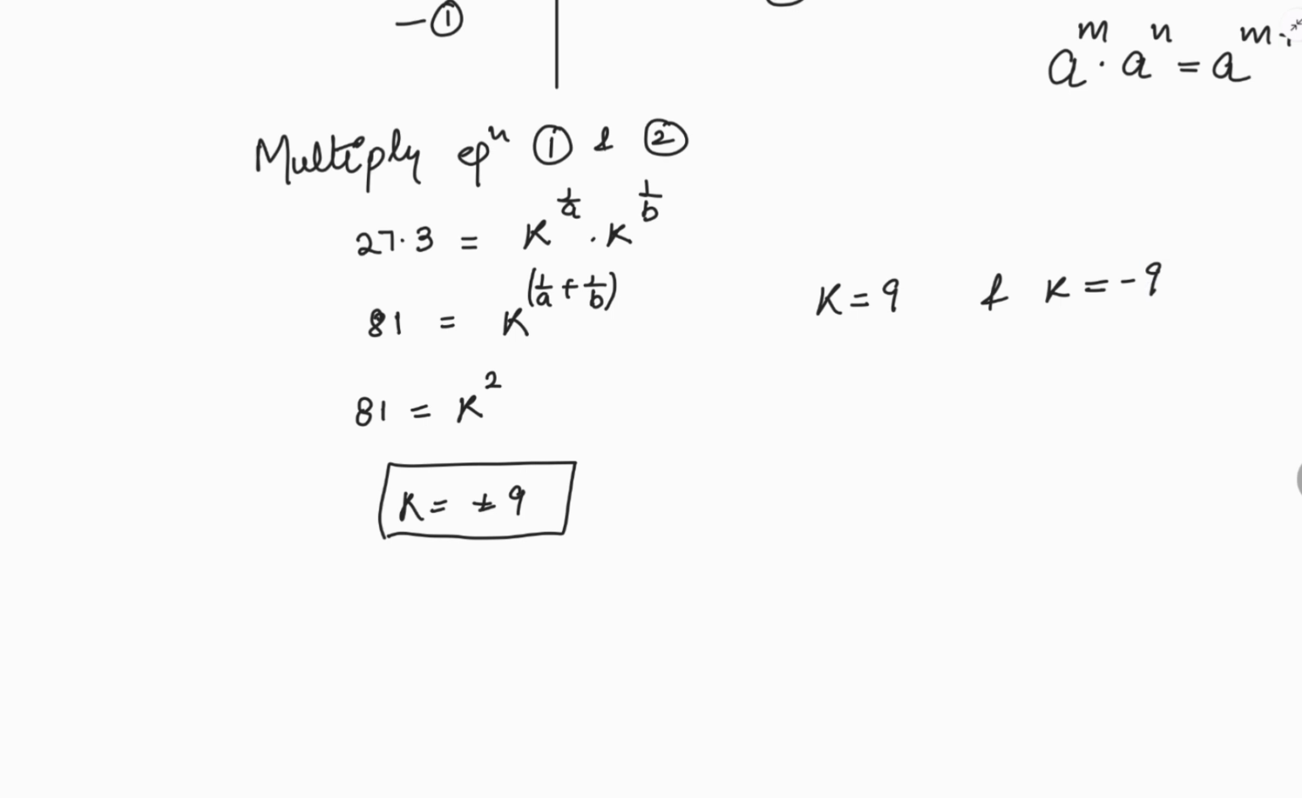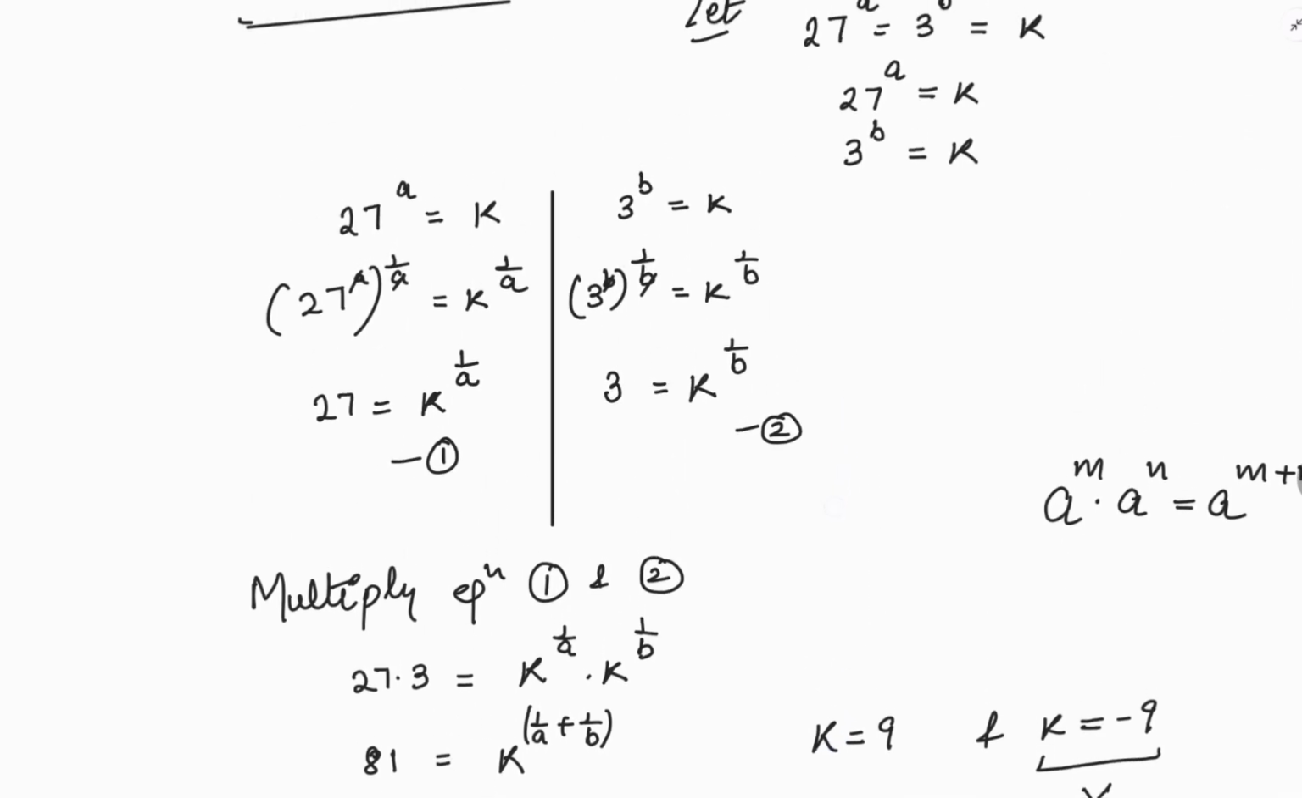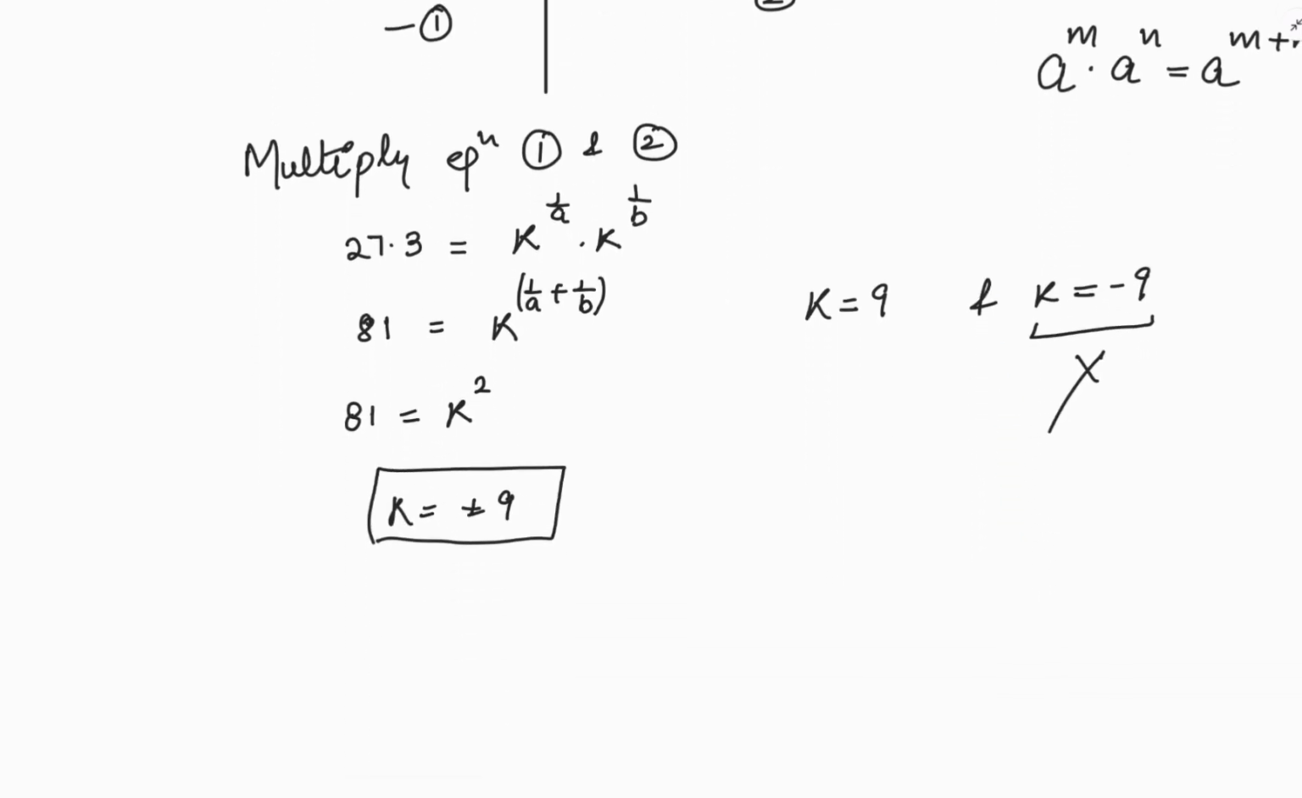Now k is 9 and minus 9. Now you need to tell me, can k be minus 9? No, k cannot be equal to minus 9. Why? Because if you see this equation, k is equal to 3 raised to power b. If the exponent is real and the base is real, you can never get a negative answer. Whatever exponent you take here, you can never get a negative answer. Okay. So k cannot be negative. K will be equal to positive 9. So what is our answer? Our answer is k is 9.